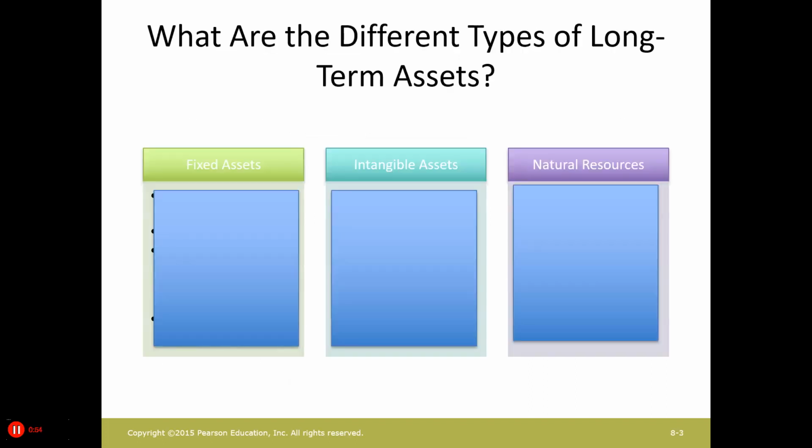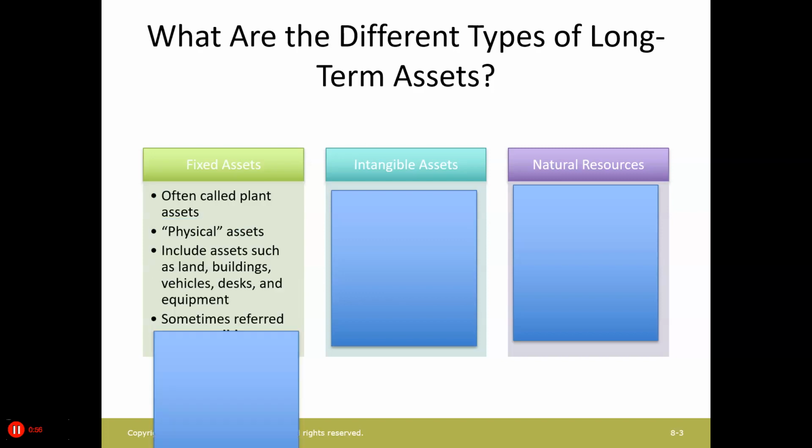Now first we have fixed assets. These are also tangible assets. They include assets such as land, building, vehicle, desk, and equipment. Now here, something to remember right from the beginning. We never allocate the cost of land. These are also sometimes referred to as tangible assets.